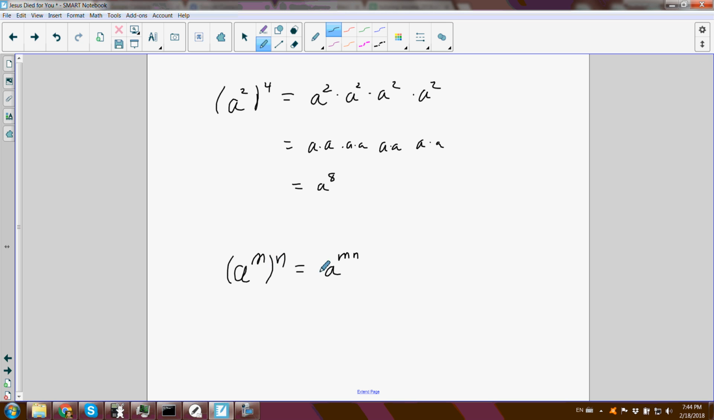And I suggest that's all there is to it. Those are the rules required for section 8.1. Please read the examples in the textbook.